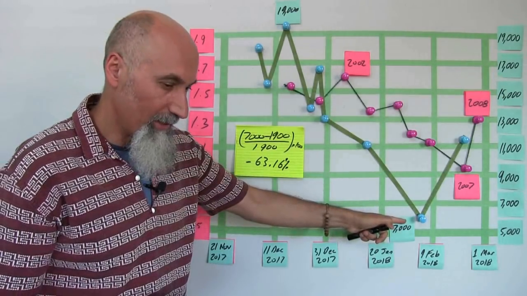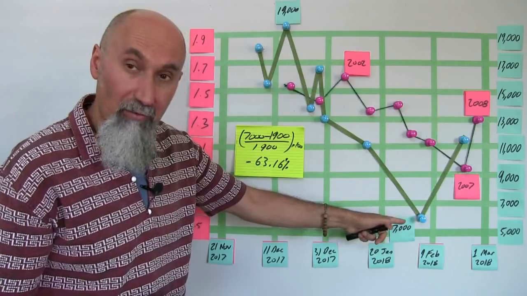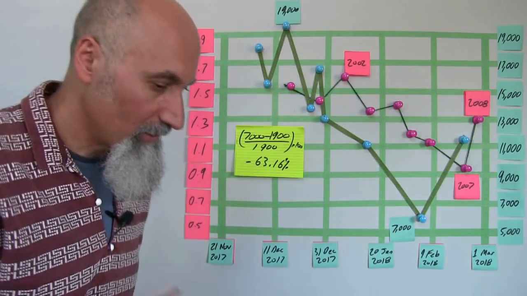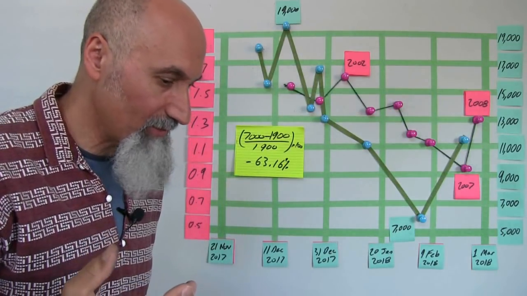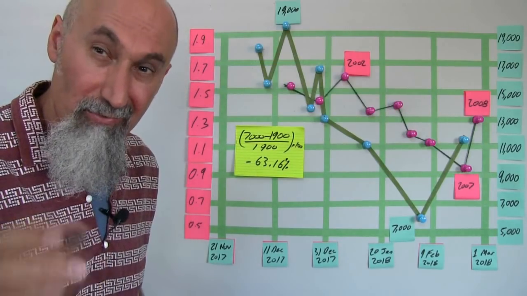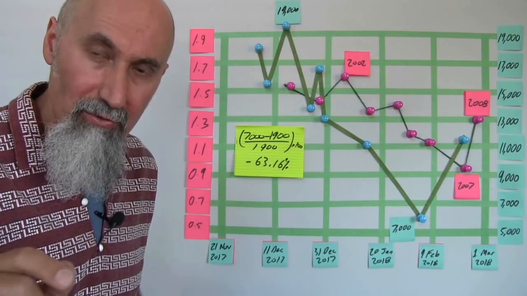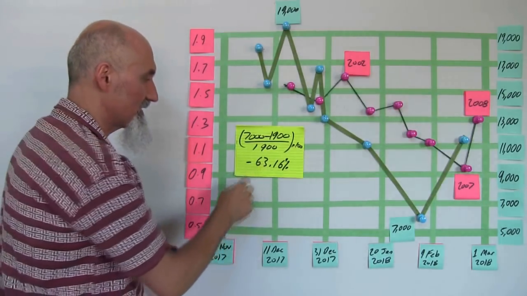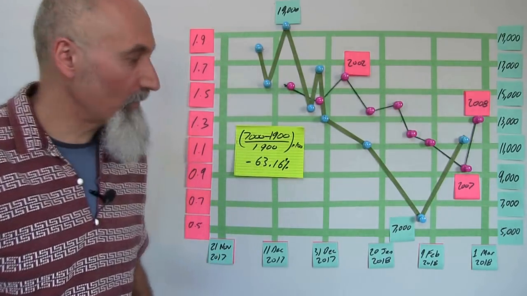In by February 2018, so December 17th to February, so January 17th, so in a month and a half, month and 20 days or so, you lost 63% of your value, right?